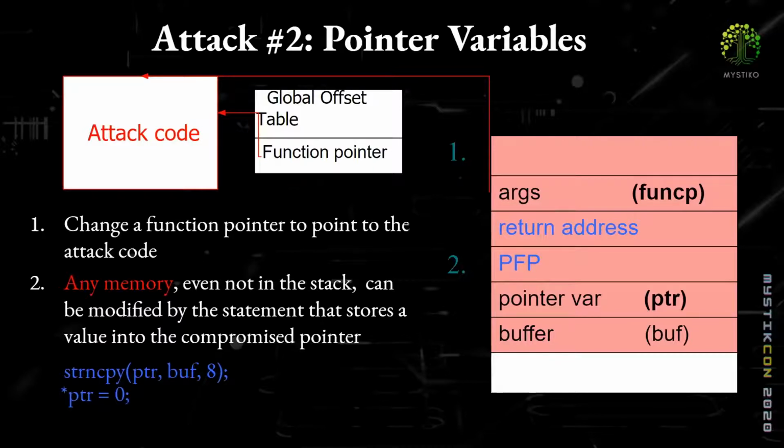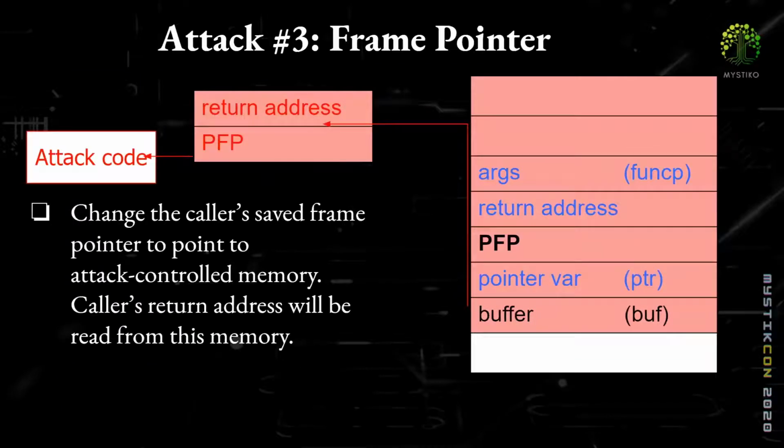So strncpy(ptr, buff, 8) is just copying 8 bytes of value from buff into ptr and then setting *ptr = 0. And the third attack vector is the frame pointer. In this case, we will change the caller's saved frame pointer. Until now, we were changing the return address pointer. Now, we will take control of the previous frame pointer. We'll change the caller's saved frame pointer to point to attacker controlled memory, so that the caller's return address will be read from this memory.